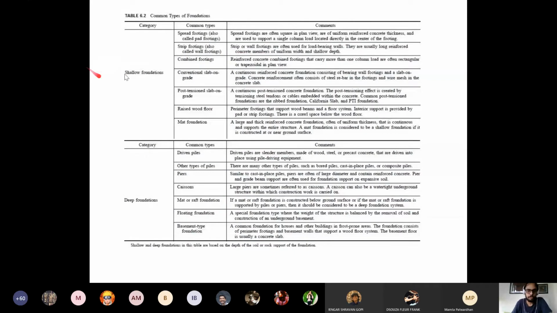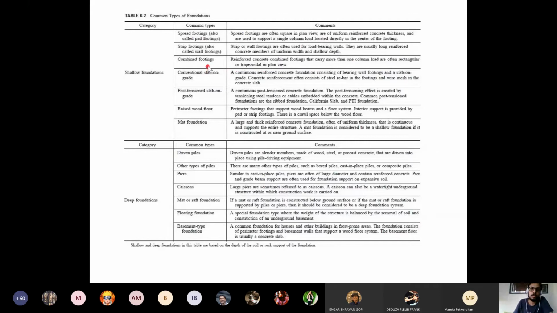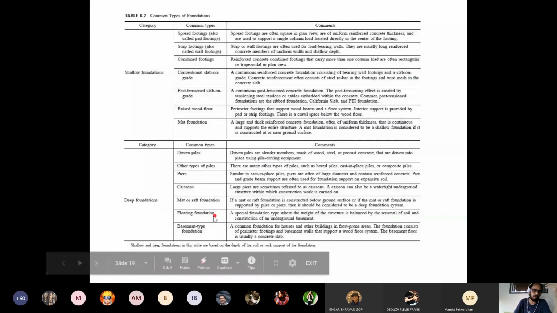Okay, so furthermore, shallow foundations will have spread footings, strip footings. I'll show you these. Okay, combined footings. Please, I'm keeping this slide over here. When you see the slide presentation, there are specific comments with each kind of footing. That will help you understand the specificities of each of these footings. In case of deep foundations, you have driven piles, piers, caissons, mat or raft foundations, floating foundations, and things like that.